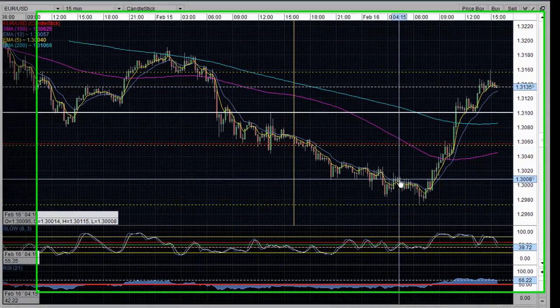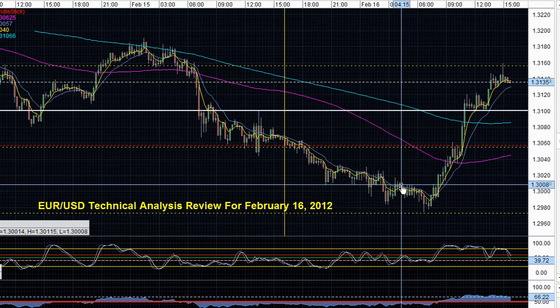Hello everyone, and welcome to our next technical analysis review for the Euro US dollar pair. Today is February 16th, 2012, and we are currently looking at price action on our 15-minute chart.